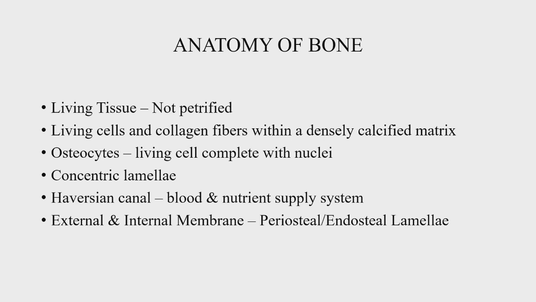So you have the living cell, which is the osteocyte. Before that, you have osteoblasts, which are immature bone cells that have not yet matured into osteocytes, the living cells. And then after that, you have osteoclasts, which are the mature cells that actually start to break down bone tissue. So you have three different types of cells in bone, which are the osteoblasts, the osteocytes, and the osteoclasts.